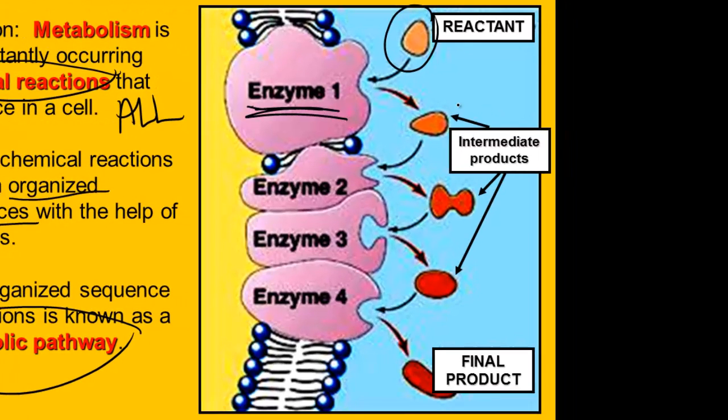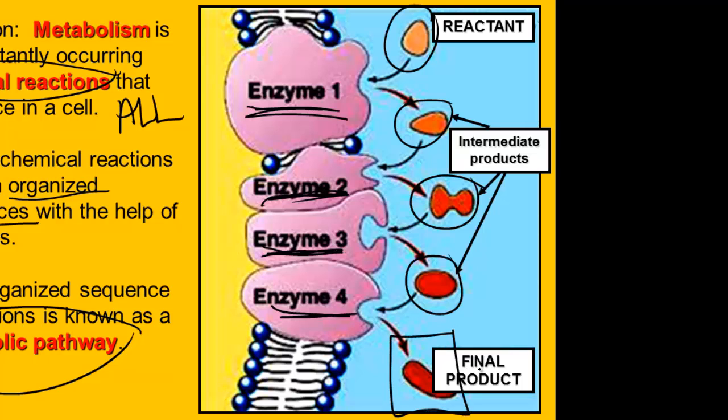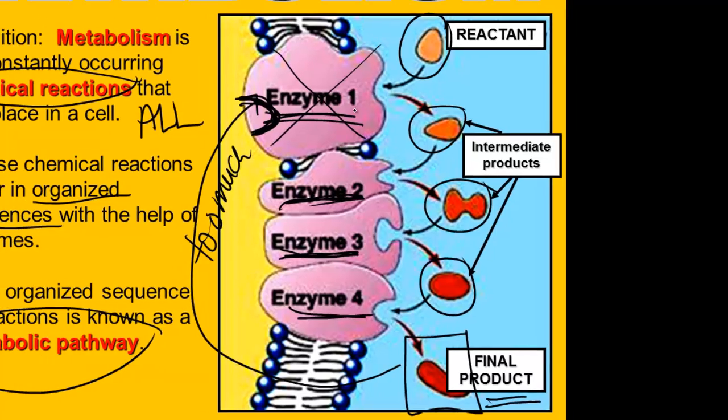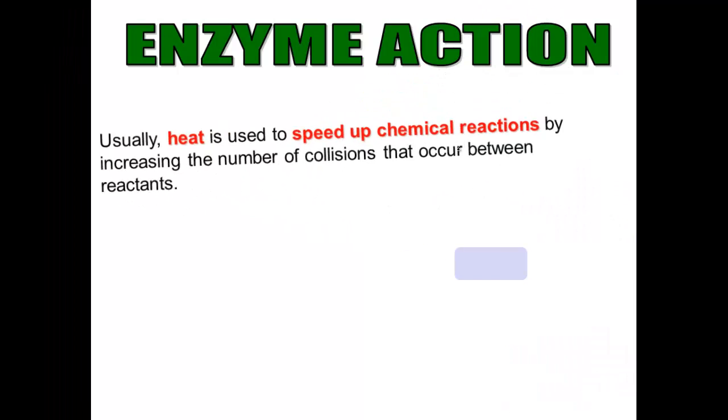So if you have one reactant that joins an enzyme, the enzyme turns it into an intermediate product. It joins the next enzyme, becomes something different, joins the next enzyme, becomes something different, finally joins the fourth enzyme and becomes the final product. So a metabolic pathway is when you need more than one enzyme to get the final product. A lot of times, when there's a lot of the final product in your body, it will go back to the first enzyme and shut it down. It'll say, you know what, stop working. We have enough product as it is. And that's negative feedback. That's part of homeostasis.